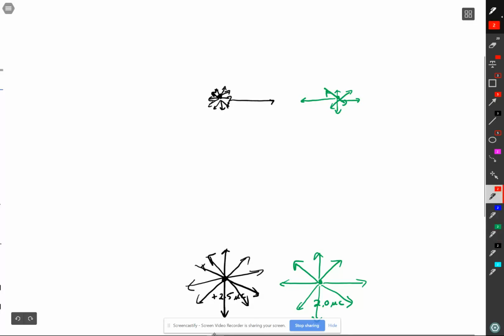So since this is the stronger field, it's going to be a little more dominant. So it's not quite symmetric. And of course I started doing it for charges that were the same, or opposite side, I mean.